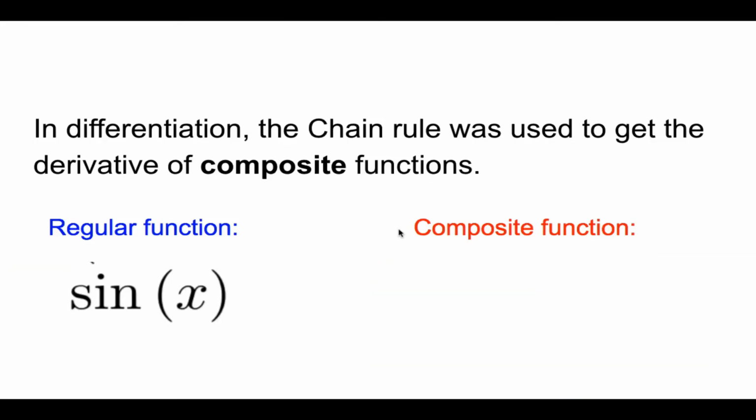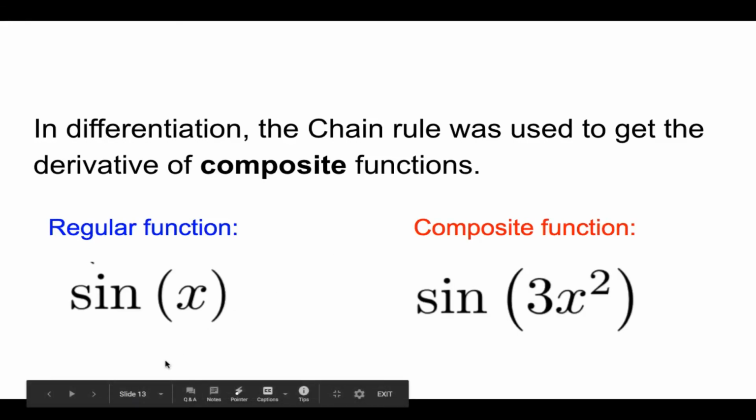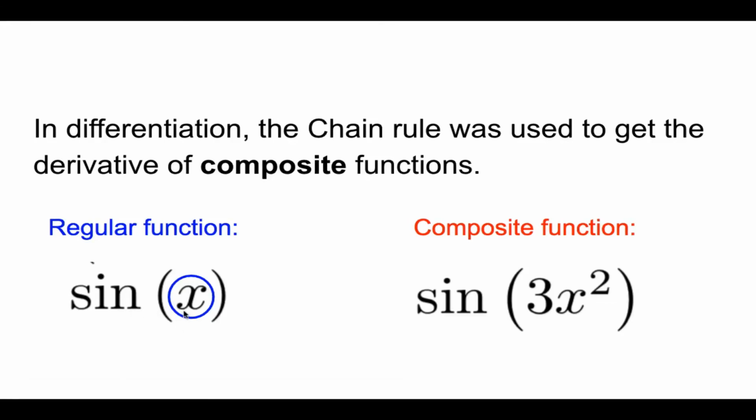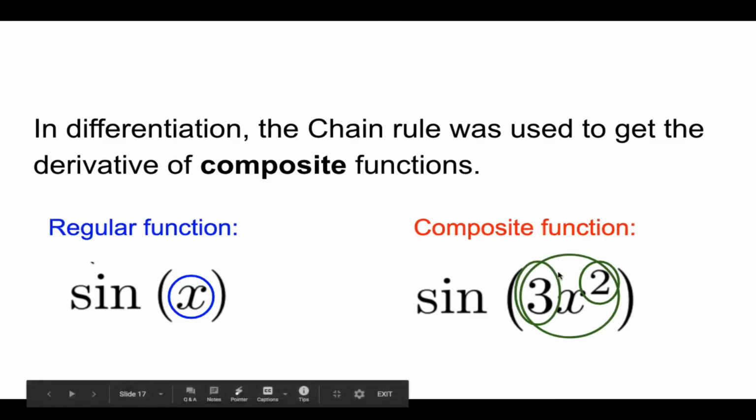Here's another example. This one is a regular function. This one is a composite function. This one is regular because the sine always goes with its argument, but the argument is simply x here, and the argument in the other one is something more complicated than that. It's a regular function in the place of the argument alone.